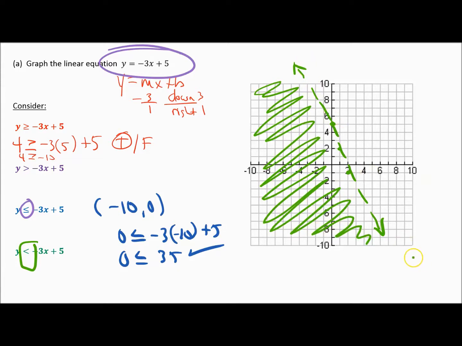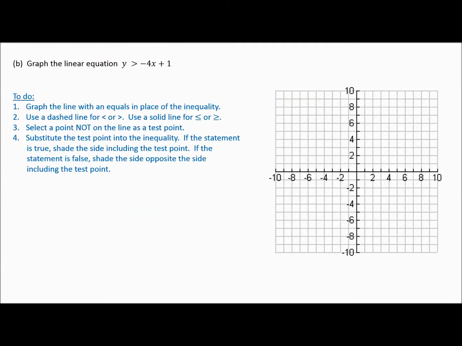Now, what's up with the dashed line? Well, the dashed line means anything that's on that line will actually not make this true because there's not an equal to there. Remember, anything on that line makes it equal. So anything below that line, in this case, is going to make that inequality true. Now this time, let's not do the quick view. Let's go step by step exactly how you will do every one of these problems.